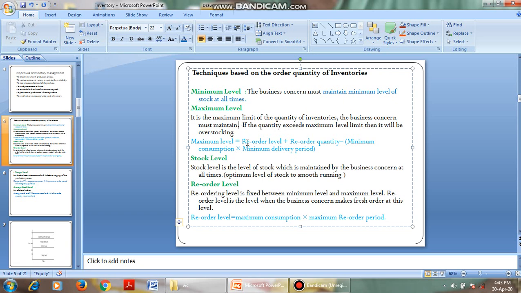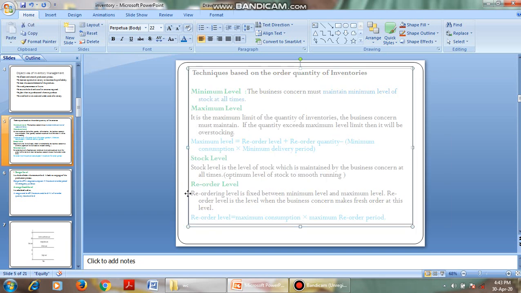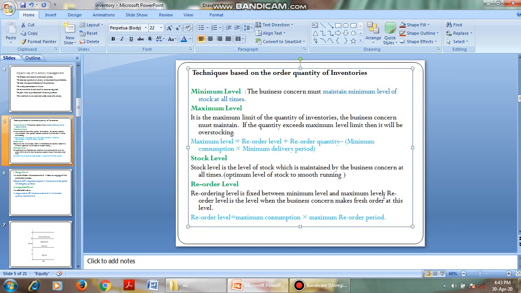Maximum level is equal to reorder level plus reorder quantity minus minimum consumption into minimum delivery period. Okay, what is this reorder level? Let us see. Reorder level is fixed between minimum level and maximum level. Reorder level is the level at which the business concern makes a fresh order.